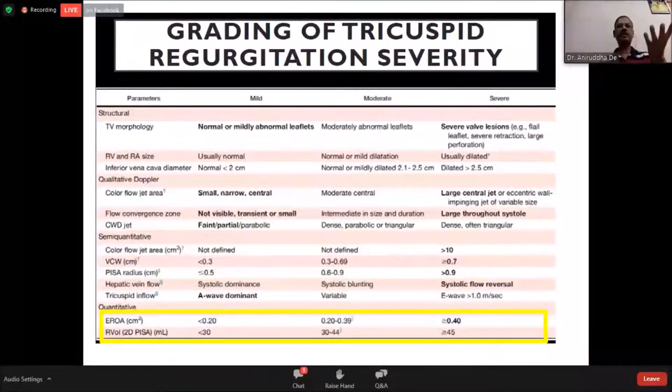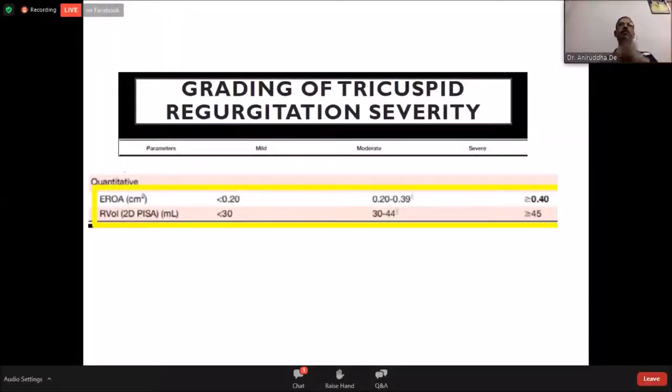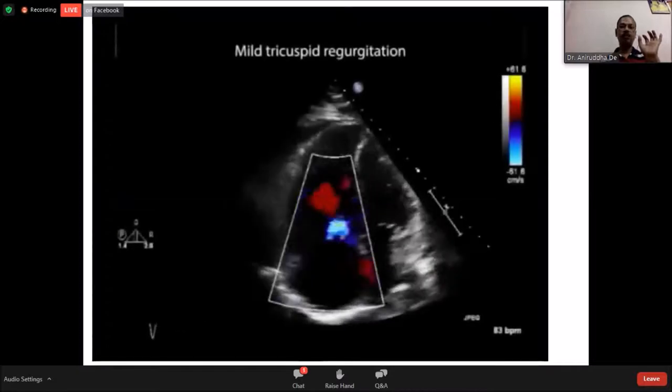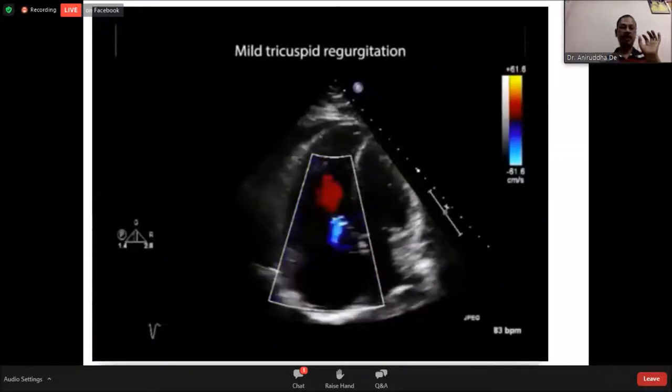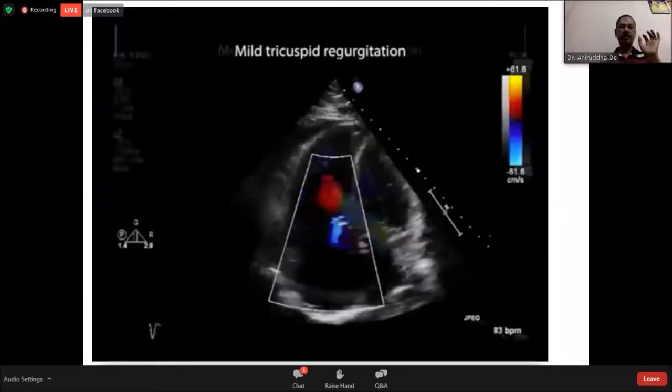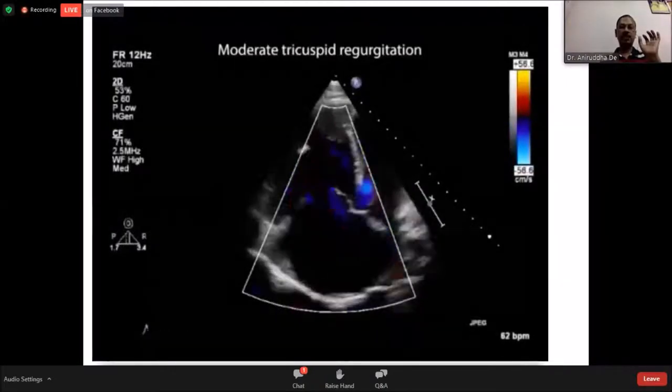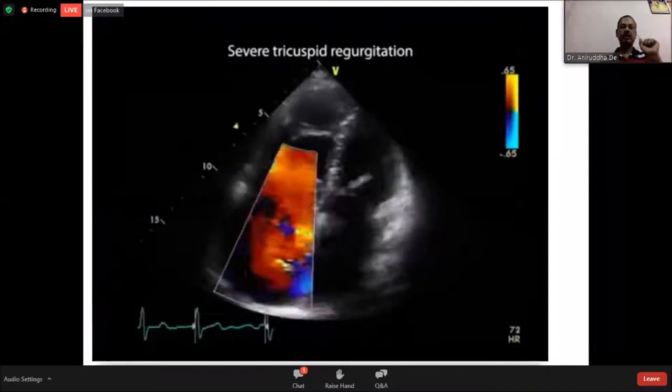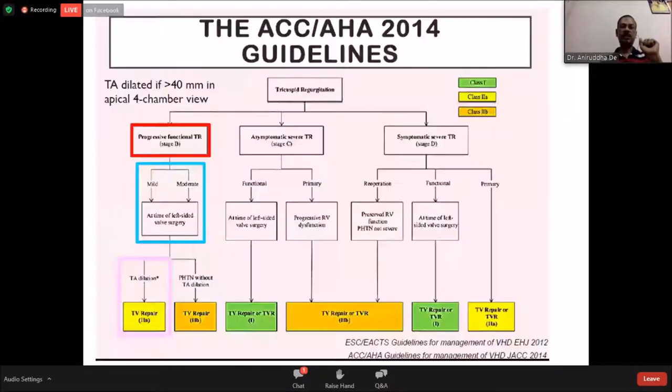Now, grading of the tricuspid valve we already know, but two important points I must highlight. This is the most important one, that is the EROA. If it is less than 0.2, it is mild; if more than 0.4, it is severe; in between is moderate. And regurgitant volume: if it is less than 30, it is mild; more than 50, it is severe; moderate is 30 to 44. So I can show you, this is a mild regurgitation, this is a moderate tricuspid regurgitation, and this is a severe tricuspid regurgitation. So this is the table view.